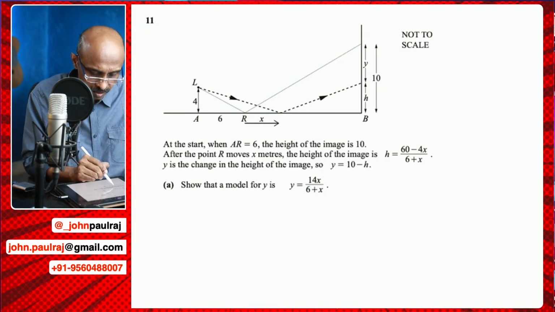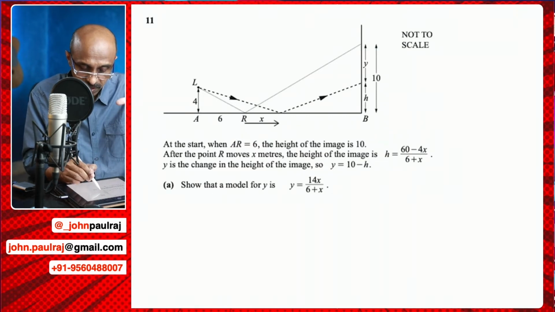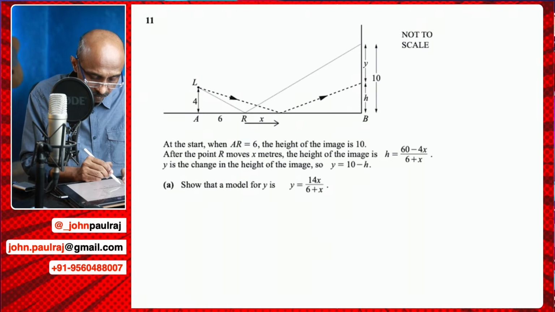At the start, when AR is equal to 6, the height of the image is 10. Okay. The height of the image is 10 when AR is equal to 6. That's the initial condition, right? The first part, when we said H, that is now 10. After the point R moves X meters left or right.